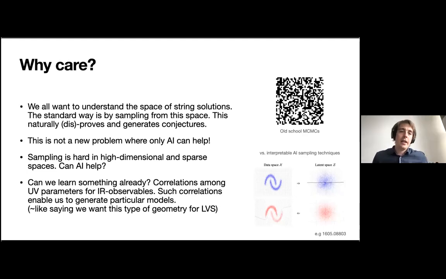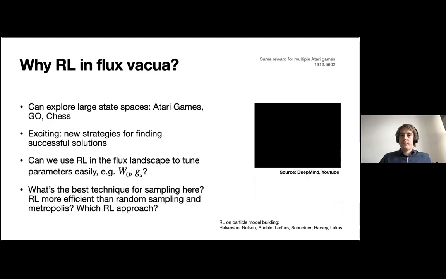In particular, what I will focus on is correlations between the UV parameters and the IR observables. These correlations enable you to generate particular models. For instance, this can reveal something like, okay, you want to look at this type of fluxes to generate a particular type of function.